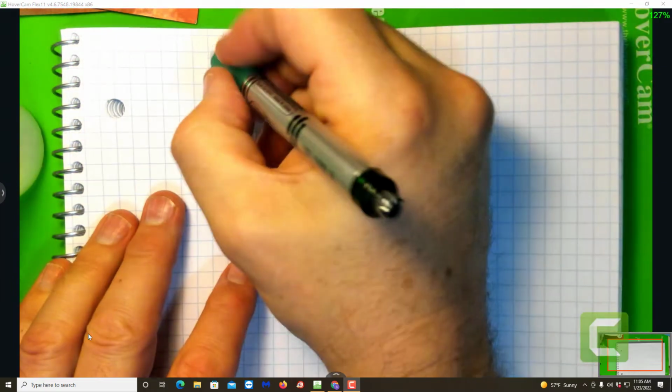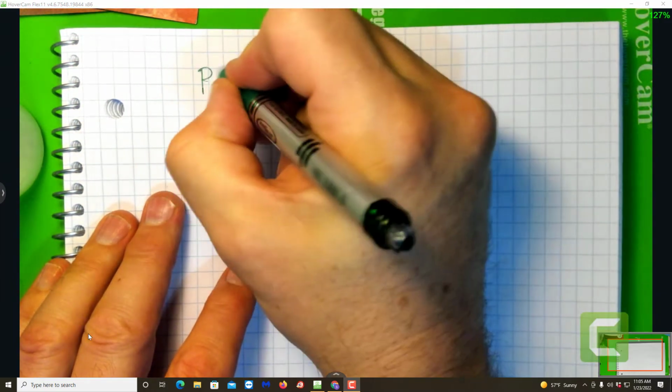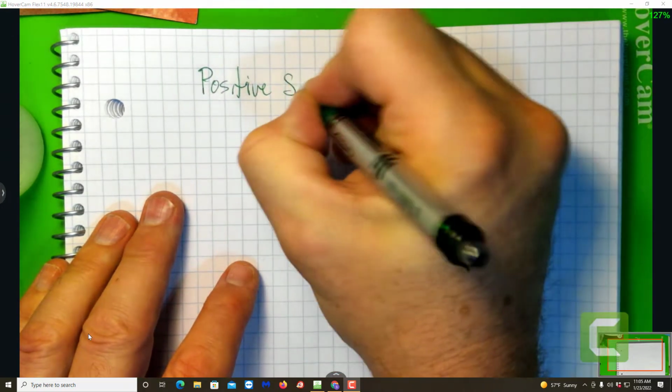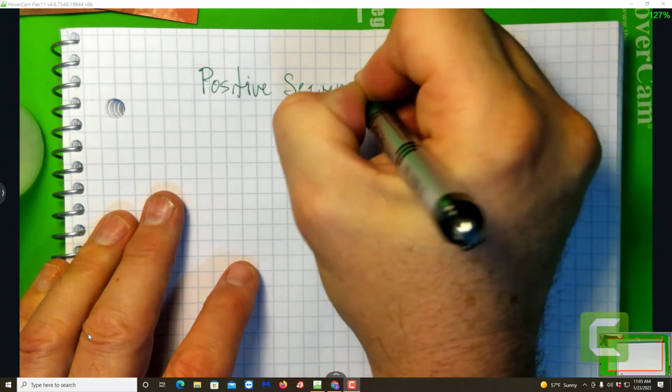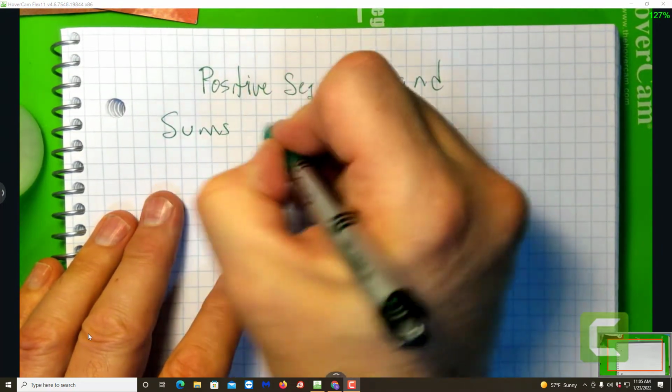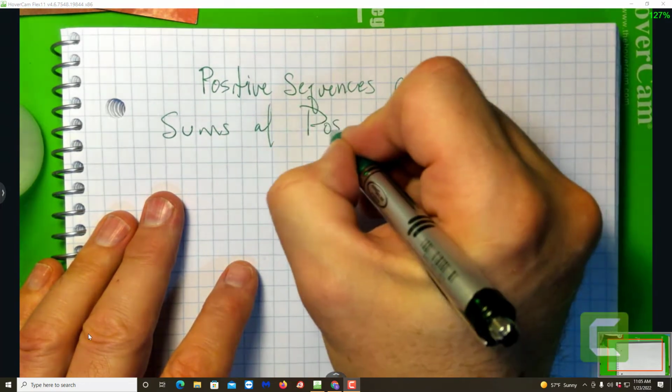All right, this morning what I want to do is take some time, let me turn the light on, and we're going to look at positive sequences and sums of positive terms.